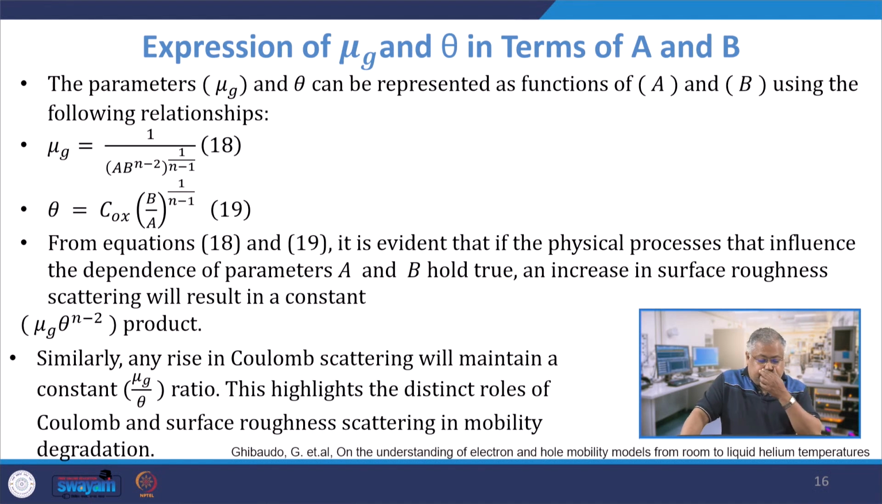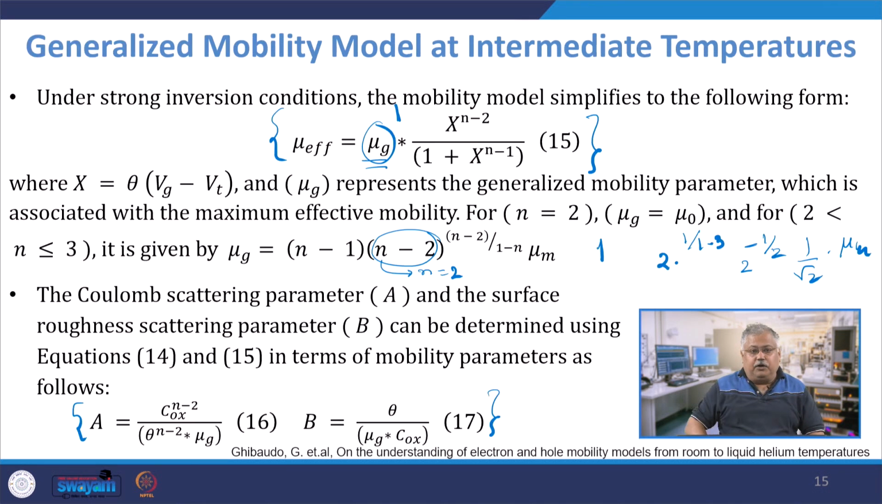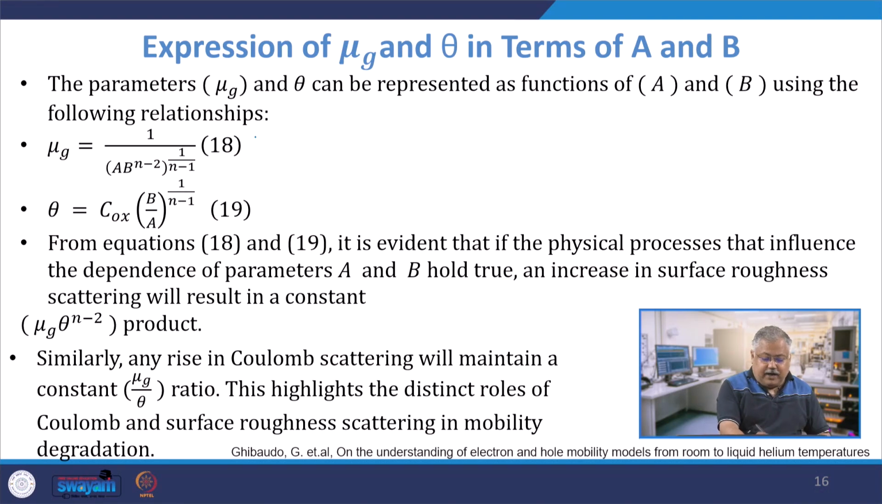This is the final expression for mu g and theta for intermediate range, and this mu g and theta are in terms of A and B. A and B are already functions which have been defined to you here. This is A, this is B, and depending on A and B, we find the value of mu g and theta, right. So, A and B are very important parameters which depend upon the surface roughness scattering. Higher the surface roughness scattering, higher will be the value of A and B, and therefore, lower will be the value of mobility.